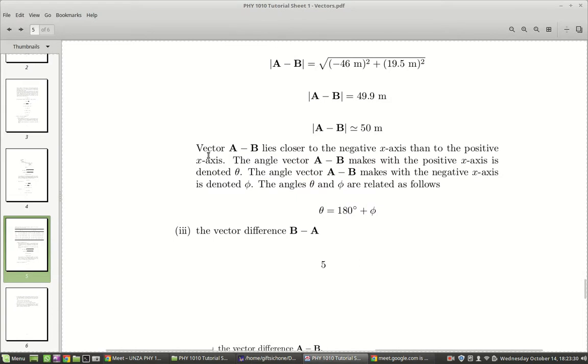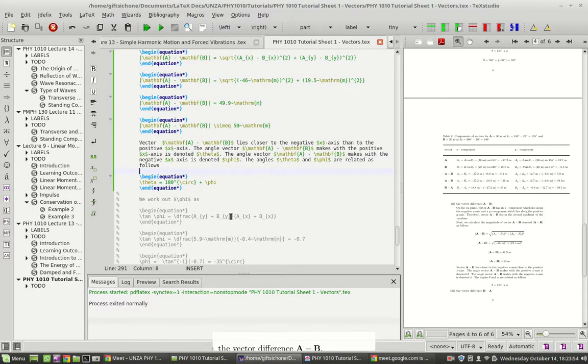Here, so we know vector A minus B lies closer to the negative x-axis than to the positive x-axis. The angle vector A minus B makes with the positive x-axis, that is theta. The angle vector A minus B makes with the negative x-axis, that is what we call phi. These two angles, theta and phi, are related as follows, just like before. Okay, so we proceed to work out phi.